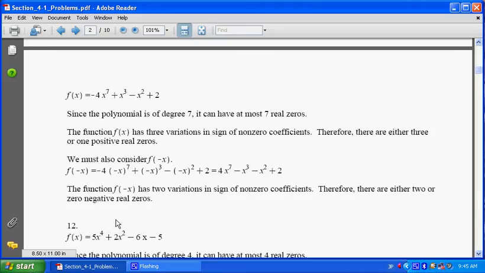So we write it all out that the function f of negative x has 2 variations in sign of non-zero coefficients. Therefore, there are either 2 or 0 negative real zeros. Again, the reason it's 2 or 0 is because the answer is going to be either the number of variations in sign, which we determined to be 2, or it's going to be that number minus an even integer. So 2 minus an even integer 2 is going to be 0. So the answer is they're either going to be 2 or 0 negative real zeros.